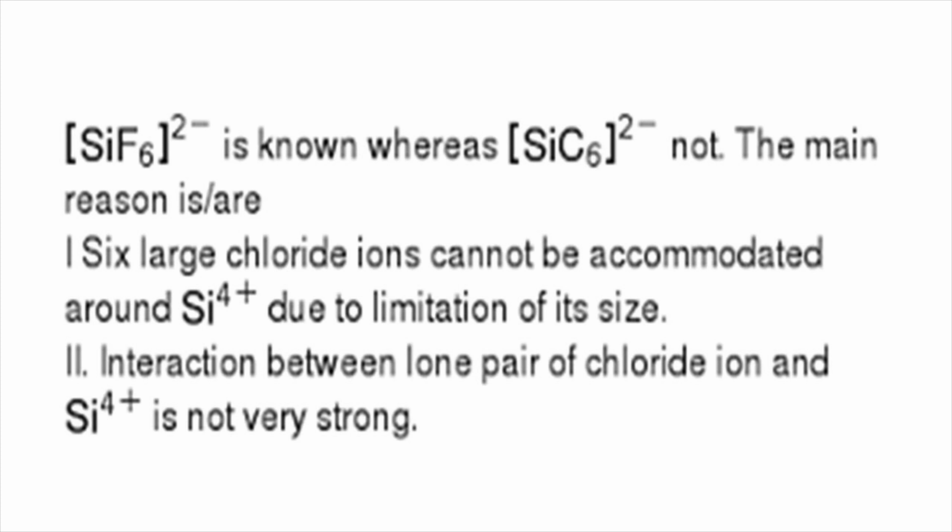Today we have discussed the general characteristics of group 14 elements. In the next part, we will discuss different allotropes of carbon.